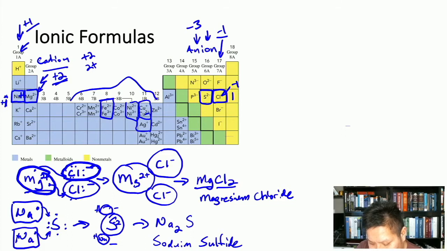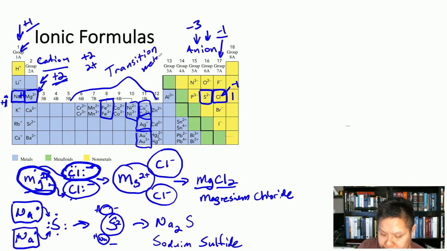Silver is 1+, but gold here can be 1+ or 3+. So it can vary with the transition metals. The transition metals that we look at here, that are highlighted here, are the ones that we'll be using the most in this class to do ionic bonding. Transition metals, right?